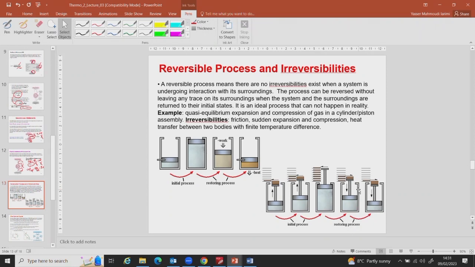Now, to answer this question, what's the maximum efficiency I can get, I need to introduce you to a process which is called a reversible process, or the term irreversibility. A reversible process, thermodynamically, is a process that if it happens in one direction, and you reverse it back to the original state, you should not impose any impact or influence on your environment or even the system itself.